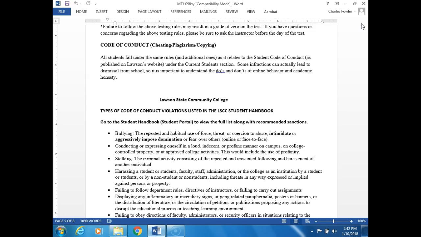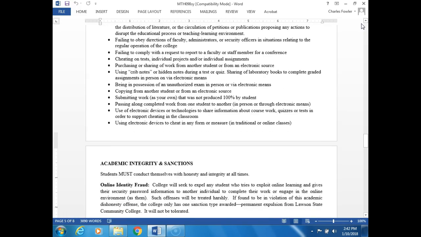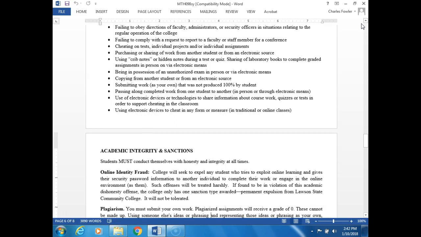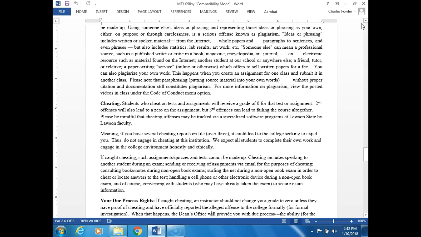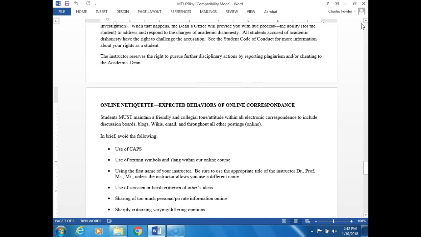All this, I think, is pretty good stuff. Please read it. I hate to take class time reading this kind of stuff. Academic integrity and sanctions. I think they've talked about some of this before, but they'll talk about it again. Cheating, please don't go there, okay? Online etiquette, netiquette, they call it. I'll let you read that and deal with it.